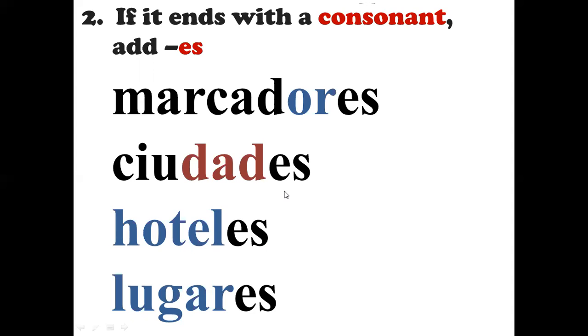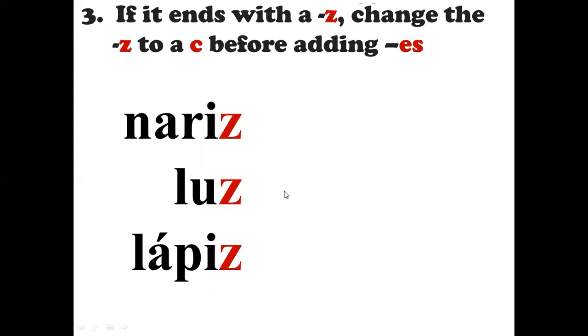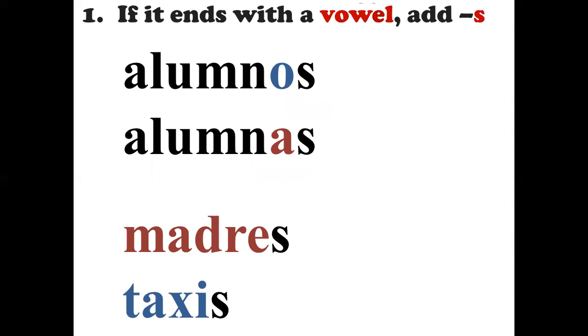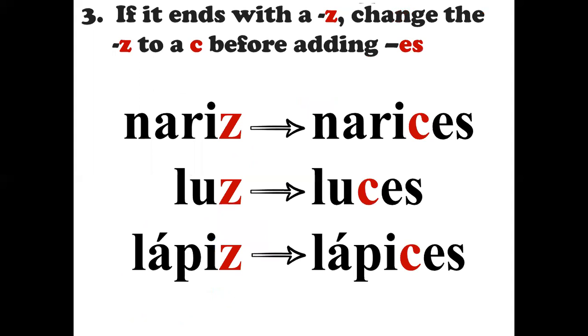The ciudades is good. So a couple of examples of nouns that end in Z. This is just a written thing again, something you have to remember when you write Spanish. Nariz, luz, lápiz, all of them are feminine, become narices with a C, luces with a C, and lápices: nose, light, noses, lights, and pencils.